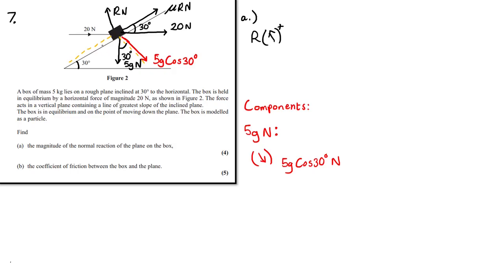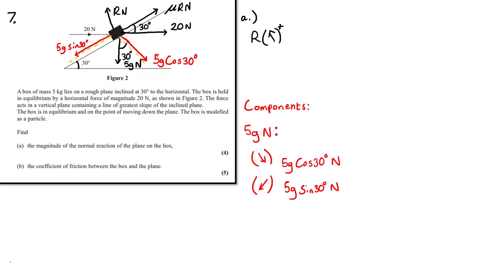We now need this other component here. For this component going down, this will be 5g again, but not cosine. Like we said, this part excludes the angle, so it will be sine. So it's going to be 5g sine 30 degrees. Again, let's just add that on. So that's 5g sine 30 degrees. I like to add these to my diagram. You don't have to, but I prefer to add them on, just so I don't miss anything. So that's for the force of 5g newtons.